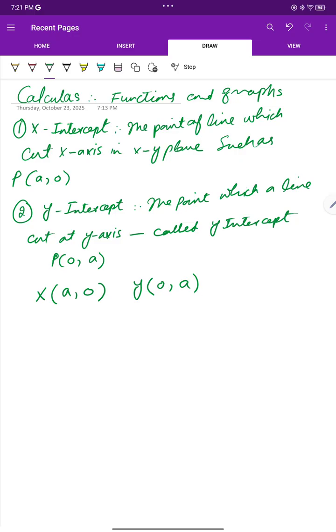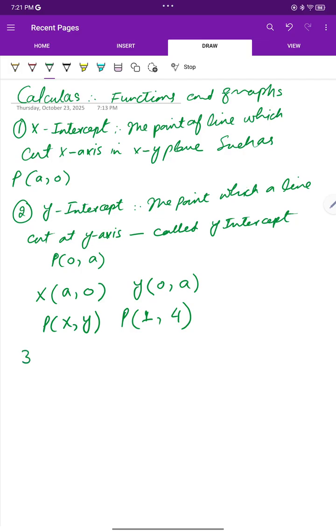Similarly, for any point in the xy plane, we need x and y. So let's say we have the point 1 and 4. It means that 4 is on the y-axis, where the line touches, and 1 is on the x-axis. So this is called the x-intercept and y-intercept.